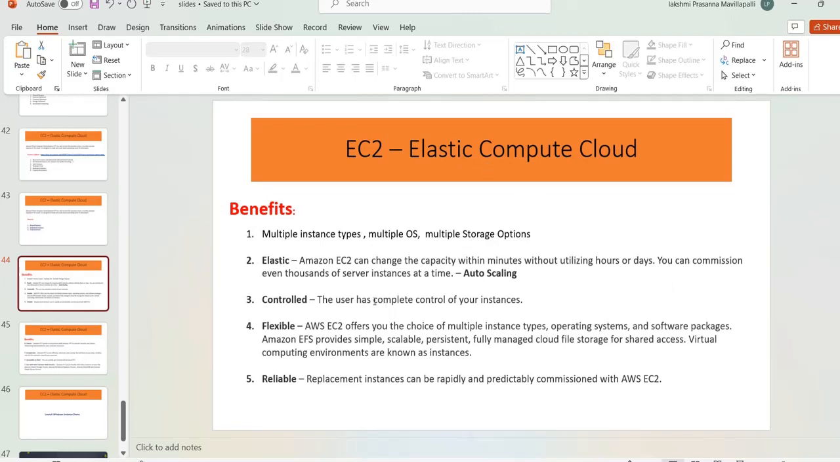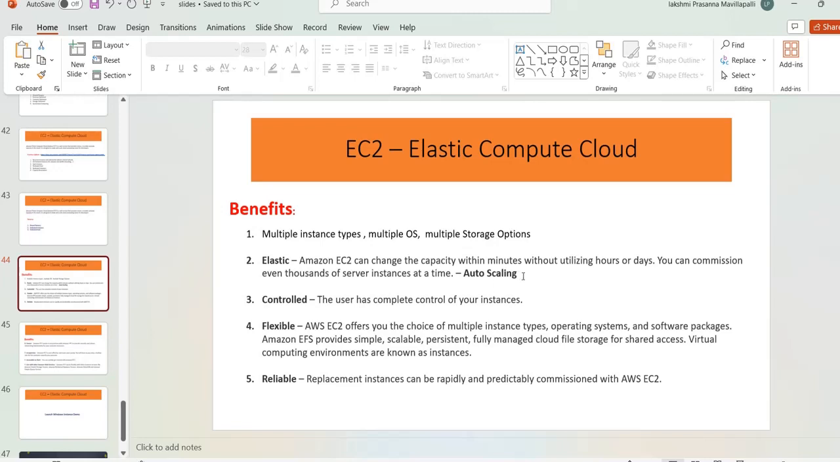You can commission even thousands of servers at a time. Okay, you can create multiple servers at a time by using the AWS CLI. AWS CLI is an option where, by using code, you can launch as many servers, or create as many IAM users as you want. So if you want to do it in bulk, you can go with the CLI instead of using the Amazon console and all. So we have that option also, right?